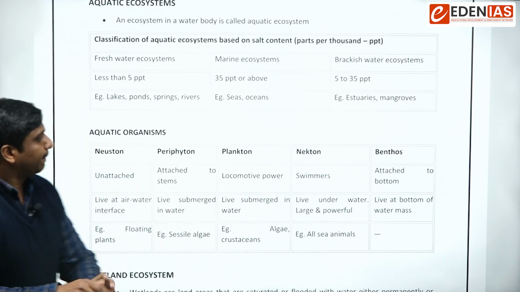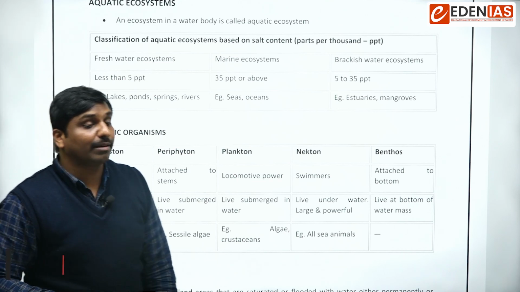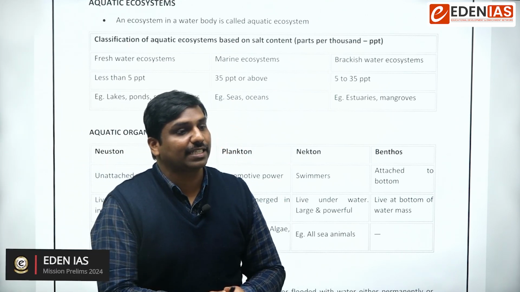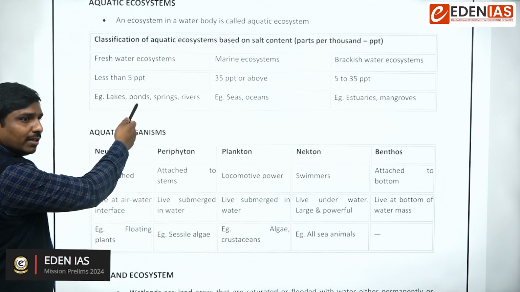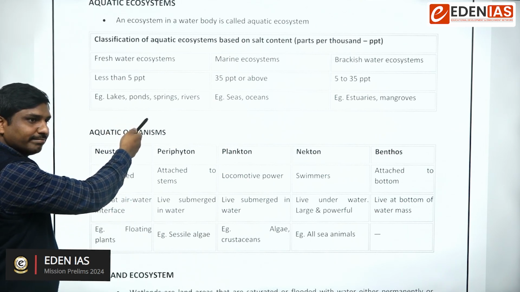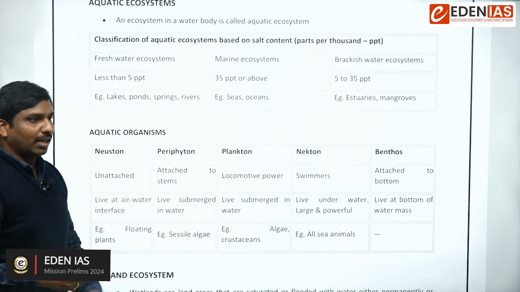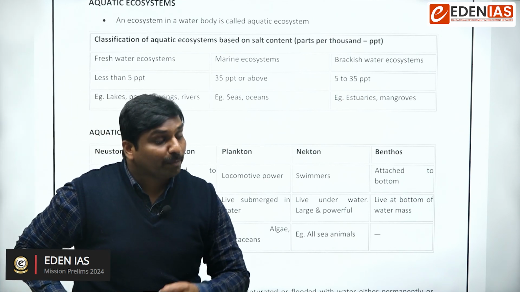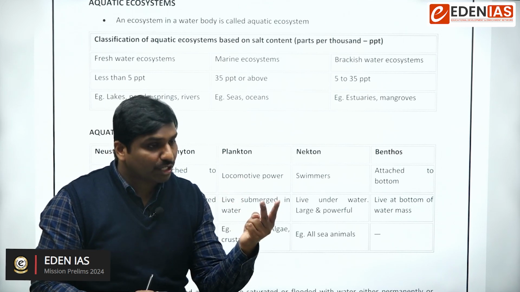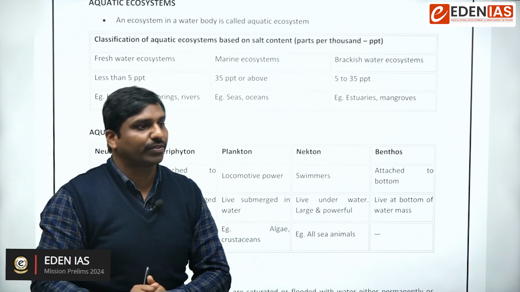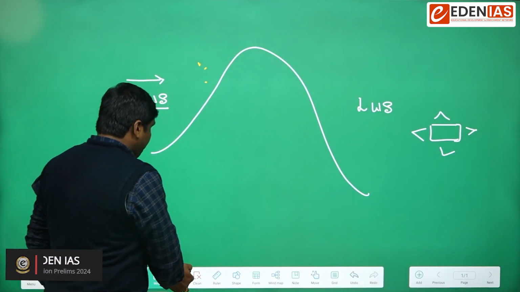And then in freshwater, ecosystems can again be of two types. We can classify them into two types. Can you see lakes and ponds? Are they flowing or non-flowing? They are non-flowing. Think about streams and rivers. Are they flowing? So based on the movement of the water, the freshwater ecosystems can be of two types. What are they?